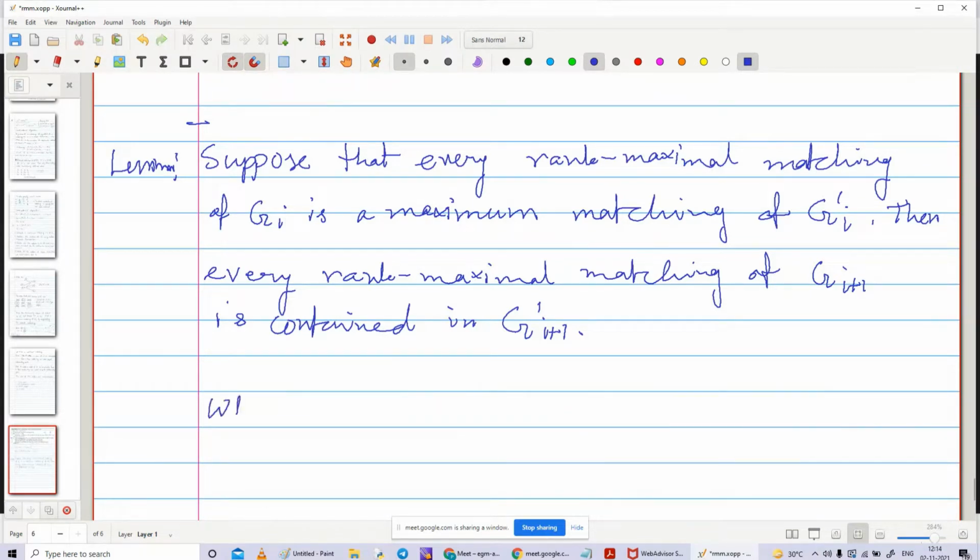What edges have we deleted during iteration i?